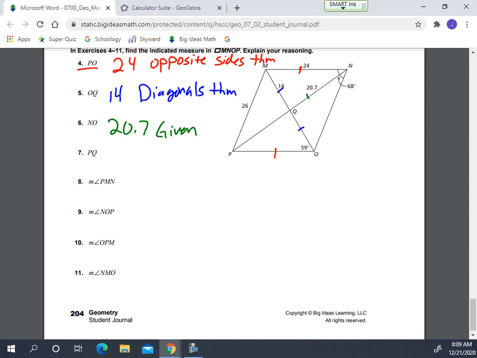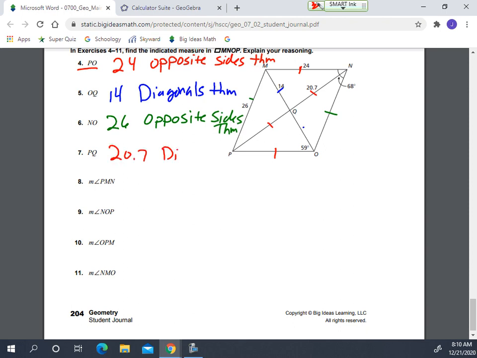Nice. How about PQ? Oh, PQ is equal to NO. Oh, no, it doesn't. Sorry. See, I made a mistake. That's a Q in the middle. NO is right here. And that's equal to this side, which is 26. Again, that's opposite sides theorem. Now, PQ. PQ is equal to 20.7. That's diagonals.